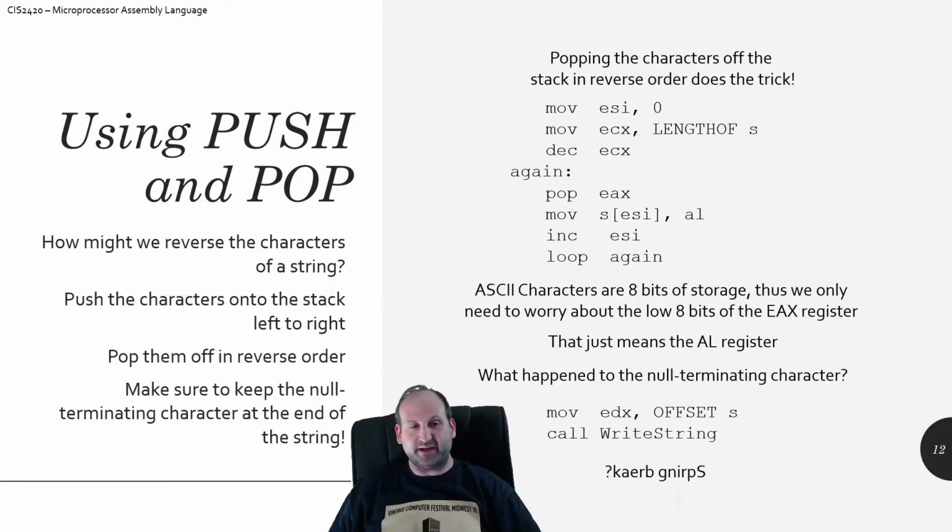Okay, so popping everything off of the stack now, it's the same kind of idea. Remembering ASCII characters are 1 byte of storage, so same deal. This is the exact same code as before. Set the ESI to 0, because that's where I'm going to be putting the first character from the top of the stack. Length of S is how many times I'm going to do this, minus 1. Because again, I do not want to worry about that.